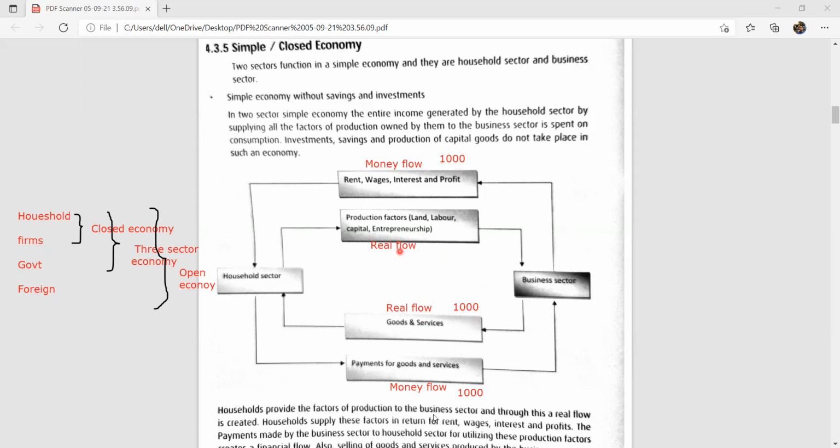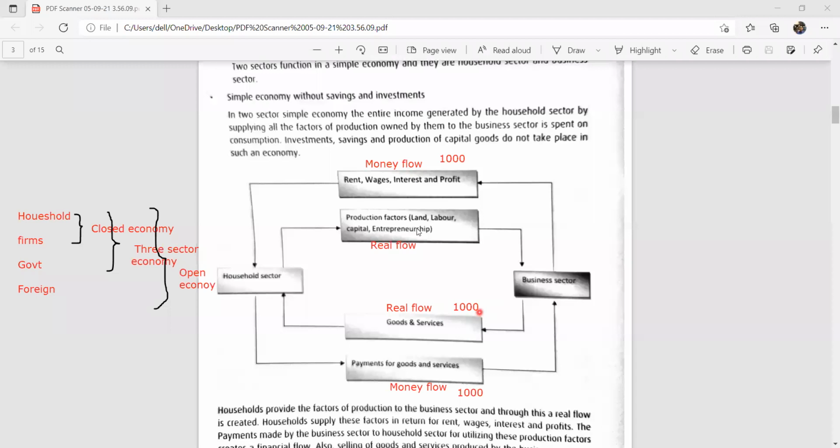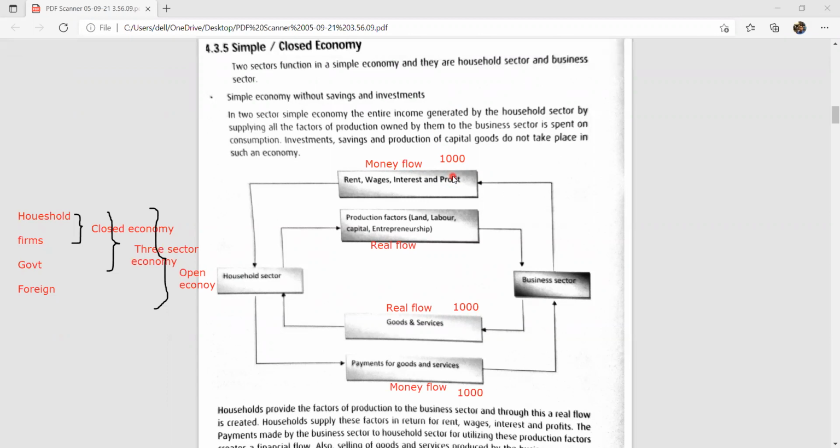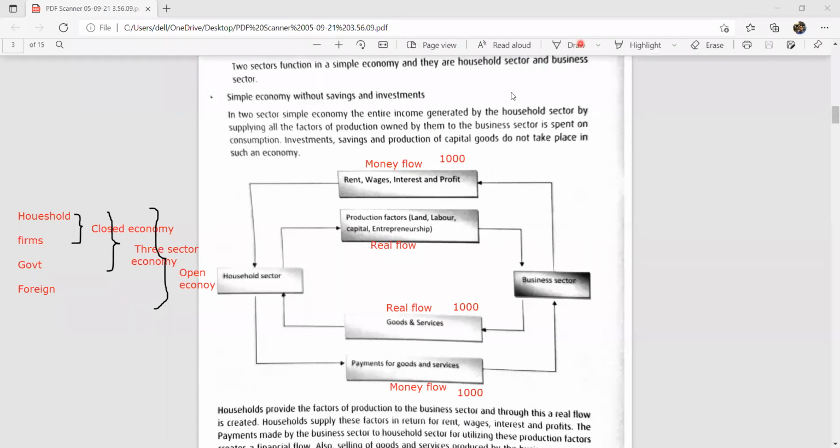Production, income, and expenditure. So the production is a real flow. Expenditure on factors of production, money flow. Even this is a money flow, payment on goods and services. Then only goods and services are real flows according to that approach: production equal, income equal, expenditure.